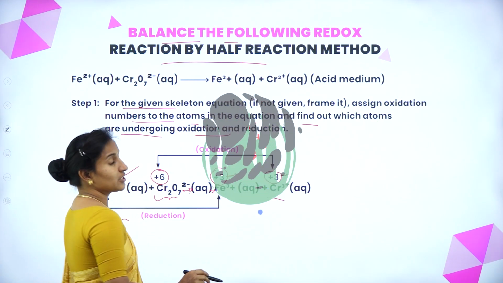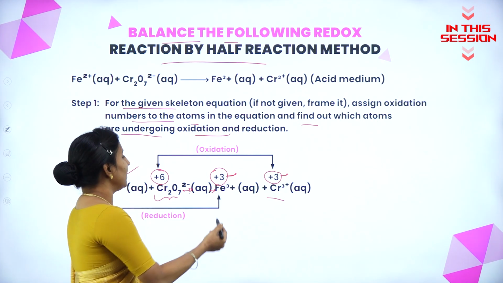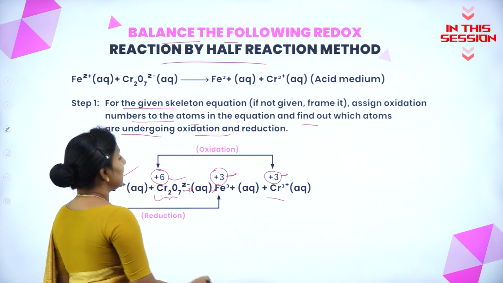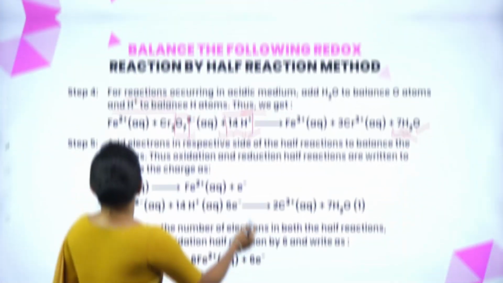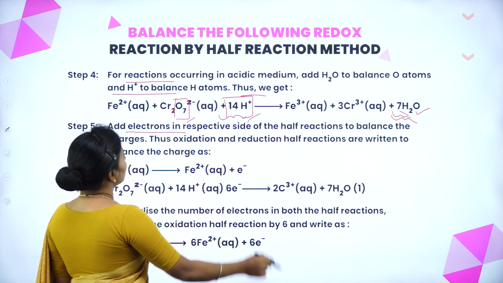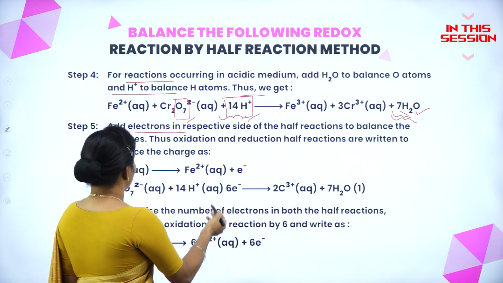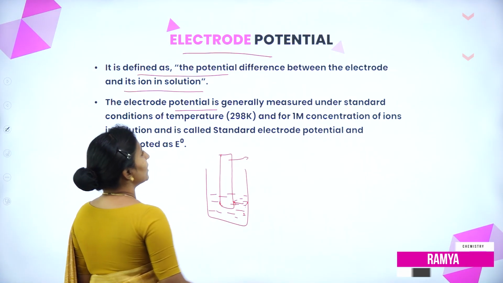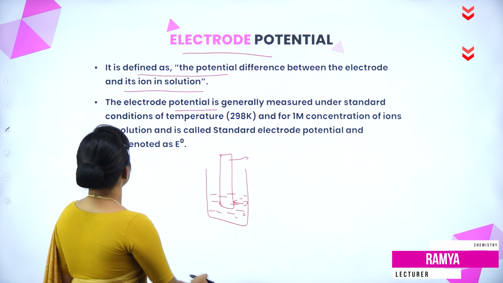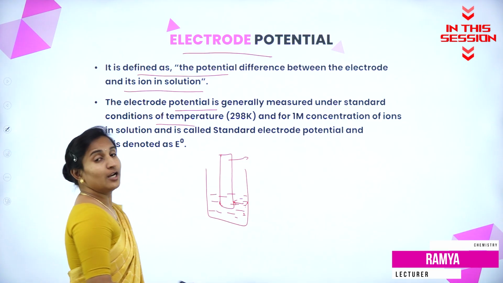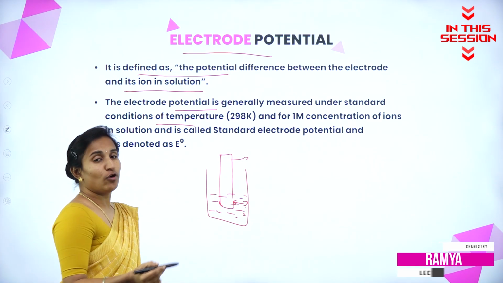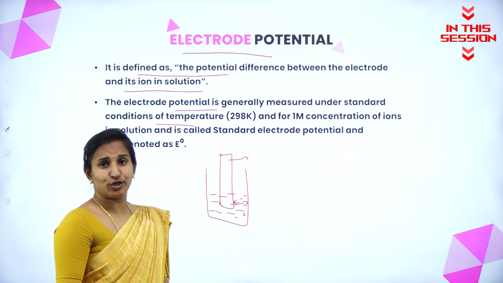Loss of electron takes place in the case of iron and gain of electron takes place in the case of chromium. In step 5, add electrons on the respective sides of the half reactions to balance the charges. Electrode potential is generally measured under standard conditions of temperature 298 Kelvin for 1 molar concentration of ions.